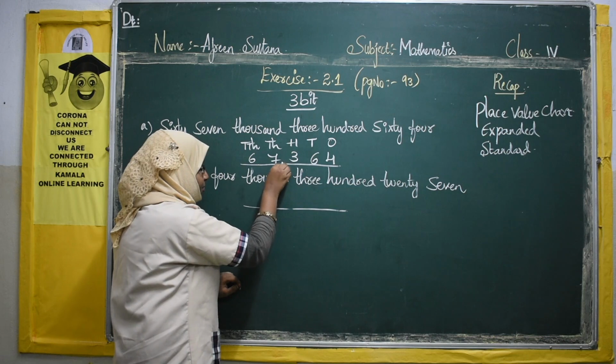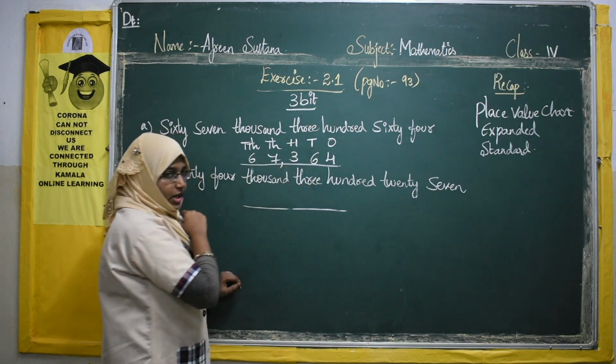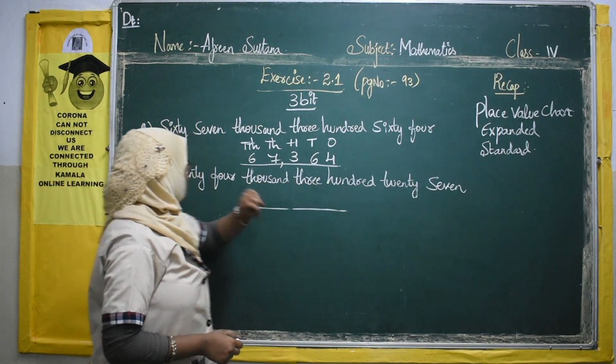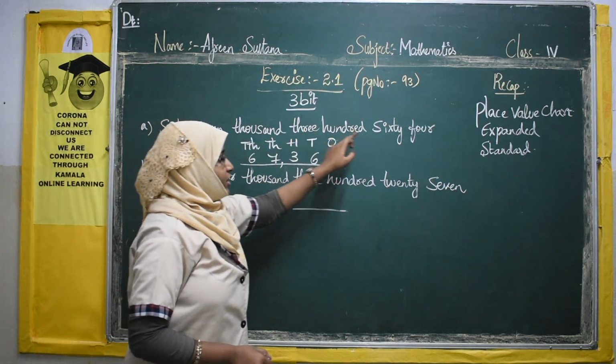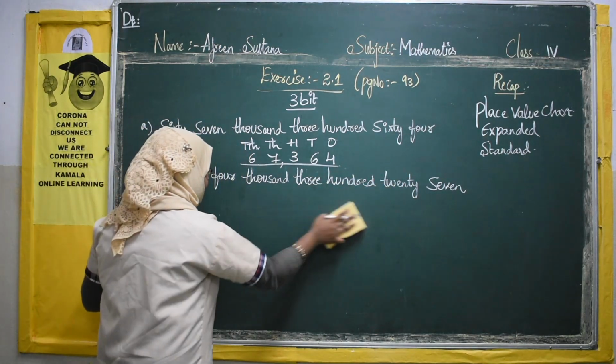Now we will place the comma because this is one row and this is one row. After first three digits we will place a comma. So 67,364. Right? Now let us see how we can write the second one.